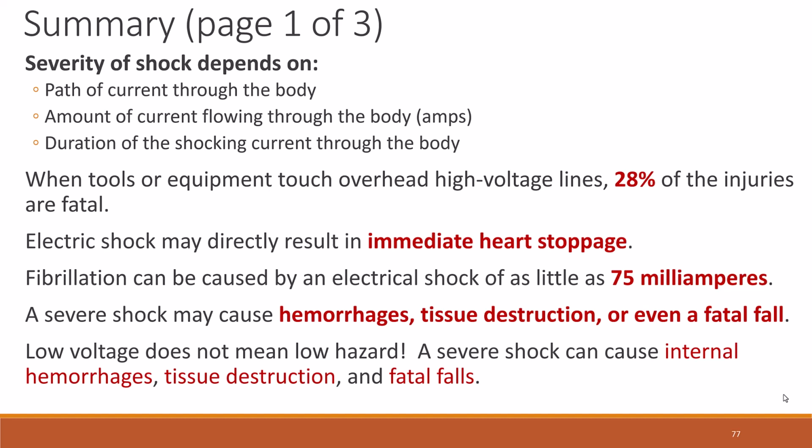The next point, a severe shock may cause hemorrhages, tissue destruction, or even a fatal fall. Because if it makes you fall, then that may be how the fatality happens, and it's still related to the electrical issue. Low voltage does not mean low hazard. A severe shock can cause internal hemorrhaging, tissue destruction, and a fatal fall. Well, they're two separate things.